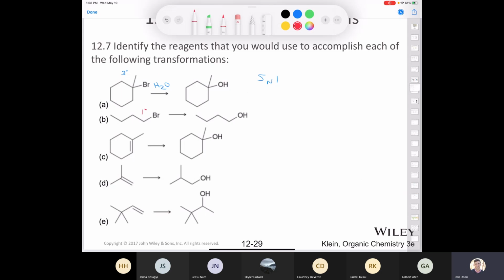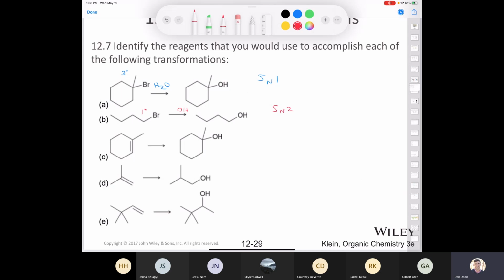In B, we're taking a primary alkyl halide. All right, for this, we're going to need a good nucleophile, because here, if we're starting with a primary alkyl halide, we're going to want to do a substitution reaction, but this is going to occur via an SN2 mechanism. And so for that, we're going to use hydroxide. Hydroxide is a strong base, strong nucleophile, but since this is a primary alkyl halide, we're not going to have any elimination. And so we're only going to get the substitution. And so we would want to use hydroxide.